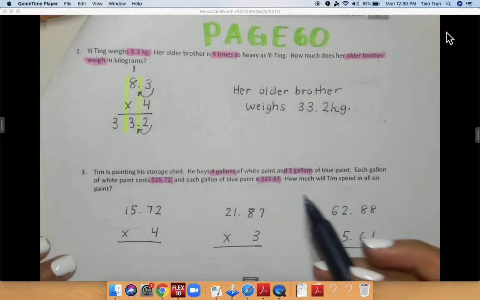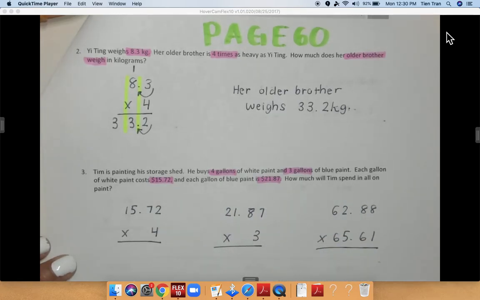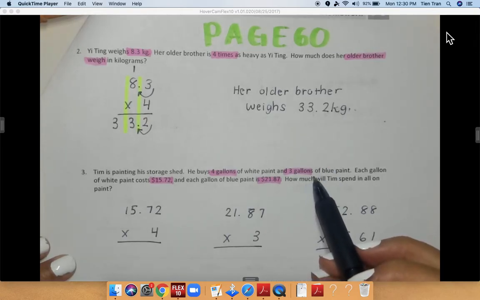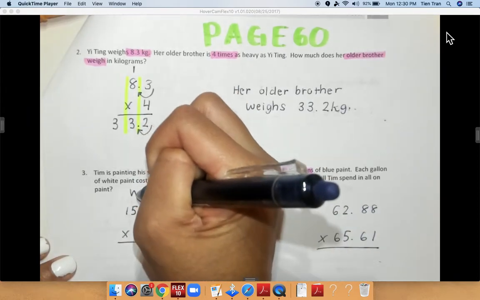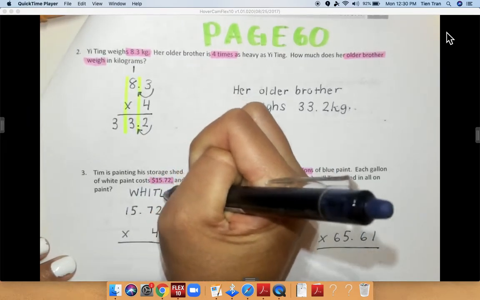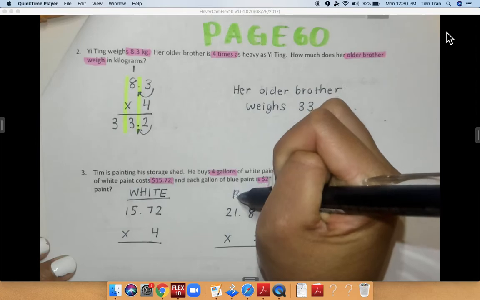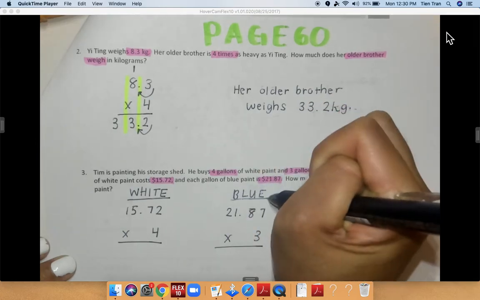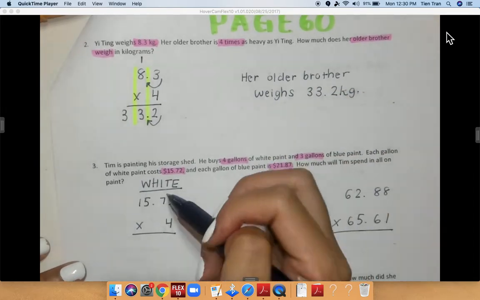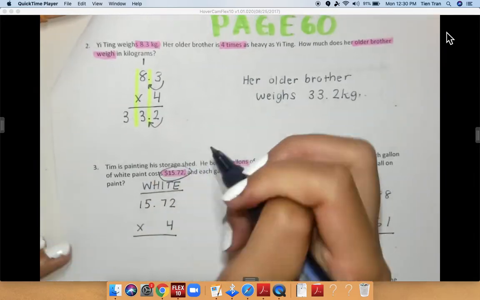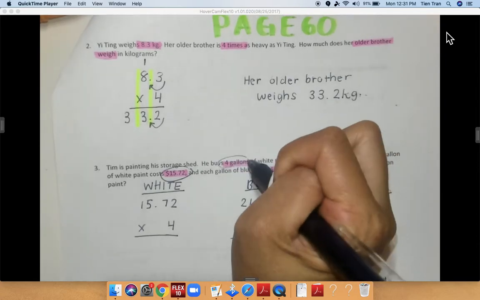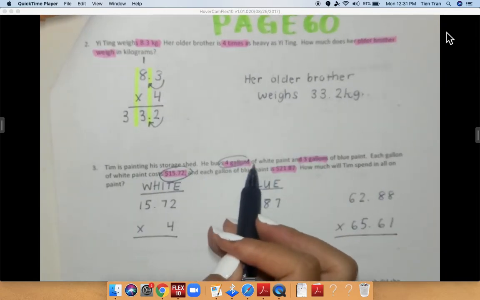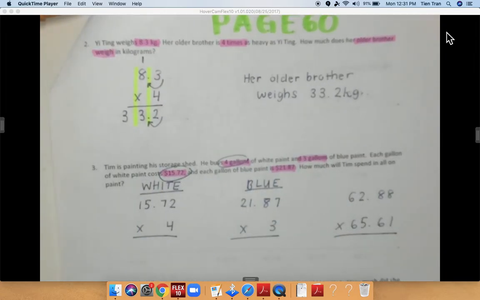So first thing I want to do is figure out how much white paint and how much blue paint there is. So the first one, each gallon of white paint, this one is going to be white. And this one is going to be blue paint. Now I'm going to multiply. So I multiply $15.72 times how many gallons? 4 gallons, because it says here he buys 4 gallons of white paint. So now I'm going to multiply.